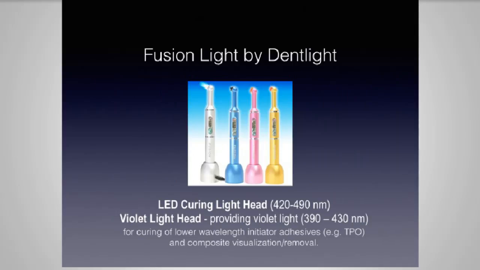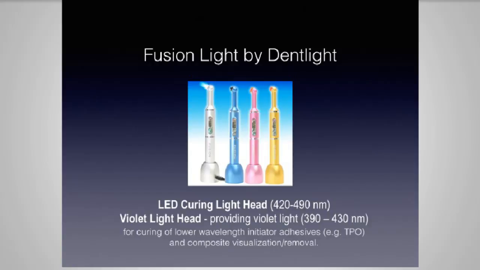And in my work right now, the Fusion light by Dentlight is certainly one of my favorites. It has a very nice output, good energy. It also has a violet light head to cure those materials, if you should have them, that cure with a lower wavelength initiator, such as the TPOs. It's multi-versatile and has additional attachments that you can use with it. So check into Dentlight. I think it's something you'd be happy you did.